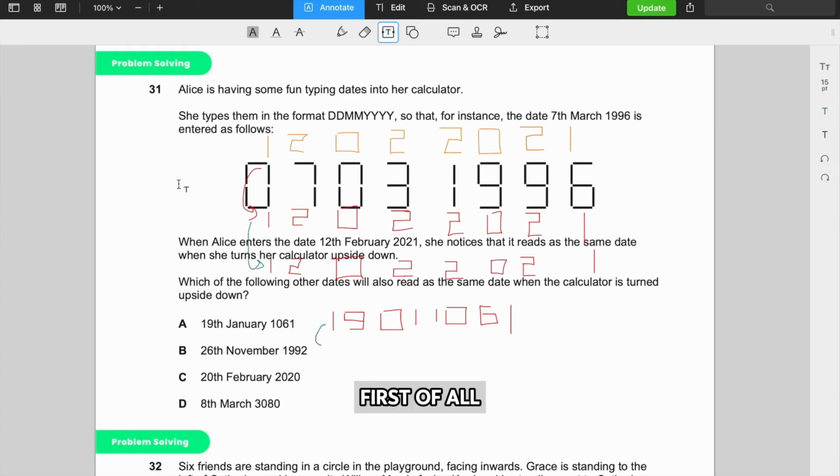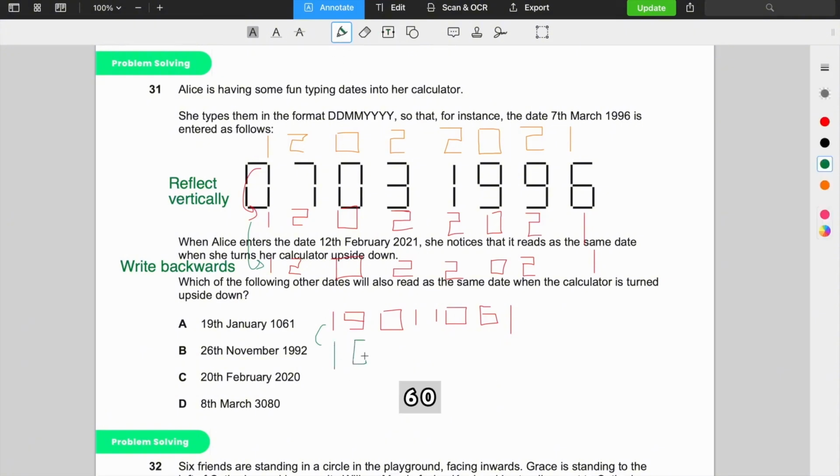Two-step process. First of all, reflect vertically, and then you have to write backwards. But that's just really long-winded, right? Because there's two steps. So up to you. If you reflect vertically, you'll get 16011091, and then after you write it backwards, you'll get 19011061, which is pretty much what we want for the date to read the exact same as it was upside down. So A is our answer.